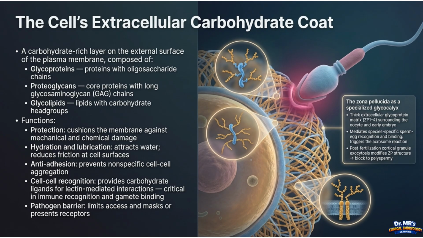After fertilization, cortical granule exocytosis releases enzymes that modify these zona pellucida glycoproteins, hardening the zona and preventing additional sperm from binding. The zona reaction, our primary block to polyspermy. Understanding the glycocalyx is, at its core, understanding how the oocyte controls access to itself.